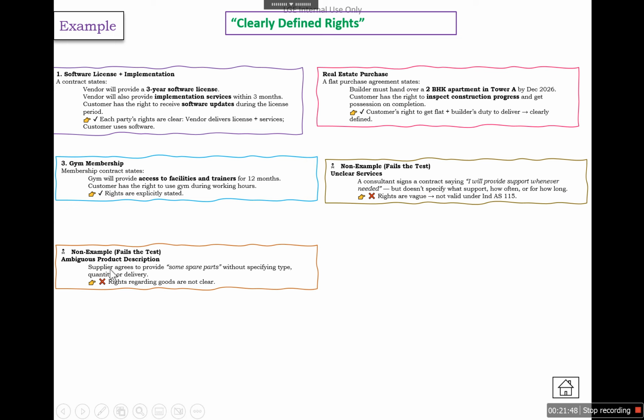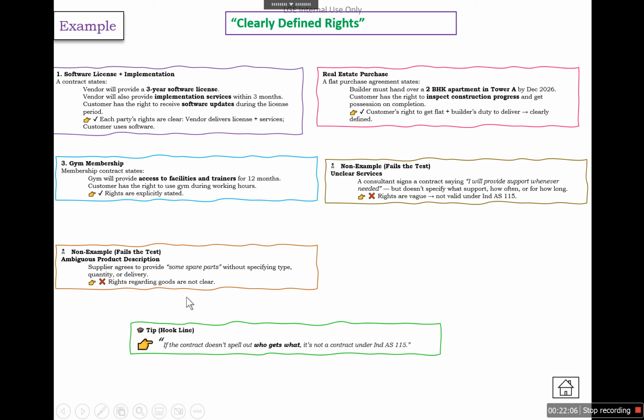Similarly, there may be ambiguity about the product description. A supplier agrees to provide some spare parts without specifying what type of spare parts, what quantity, and when it will deliver. So rights regarding the goods are not clear in this case. So the punch line is, if the contract does not spell out who gets what, it is not a contract under Ind AS 115.